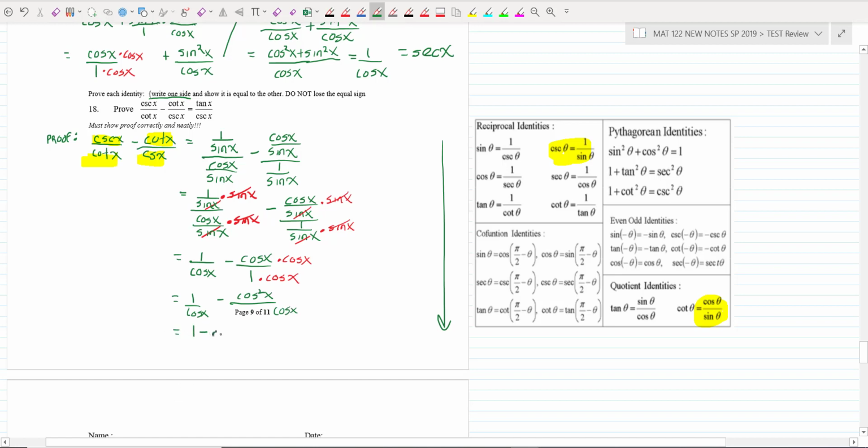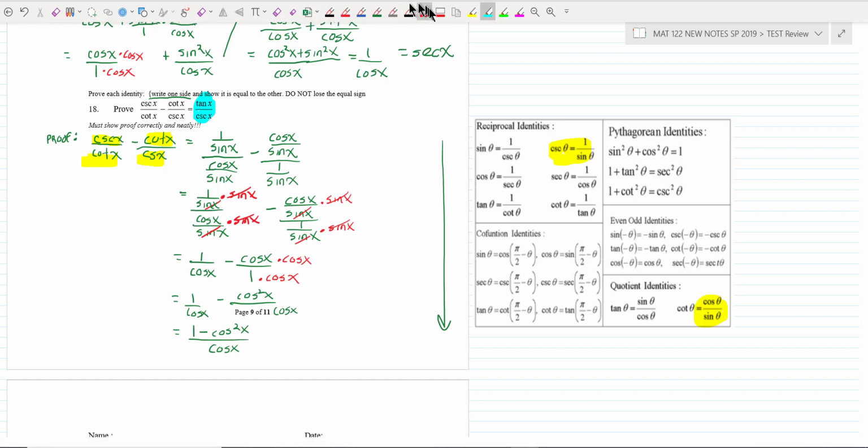We have 1 minus cosine squared x over cosine x. Now remember, what we're trying to do is prove that this is the tangent over the cosecant. So it looks like we're not getting there, but one more step will get us real close.